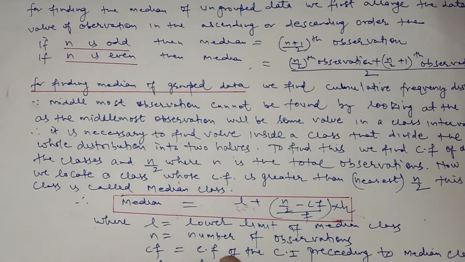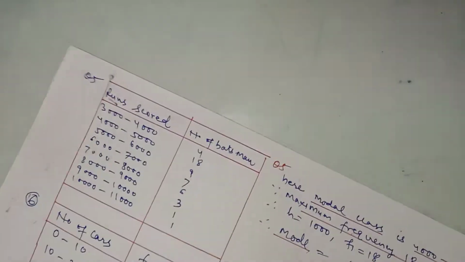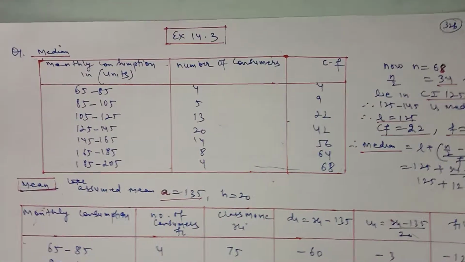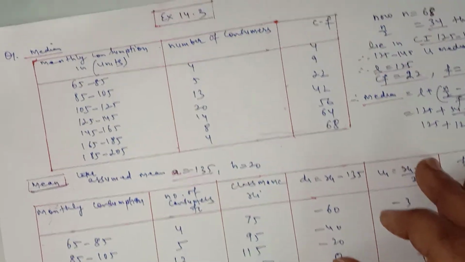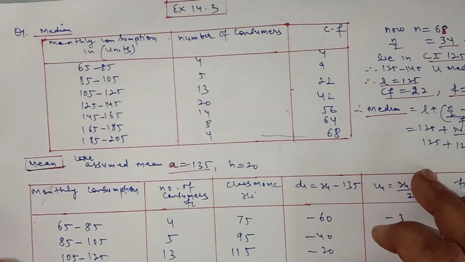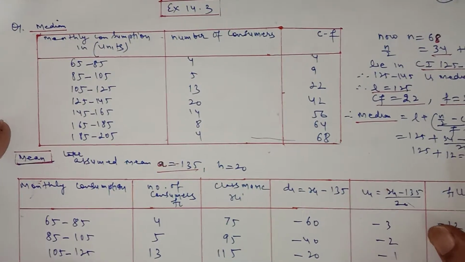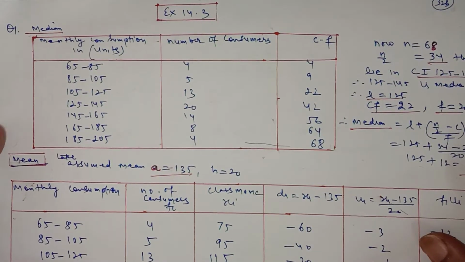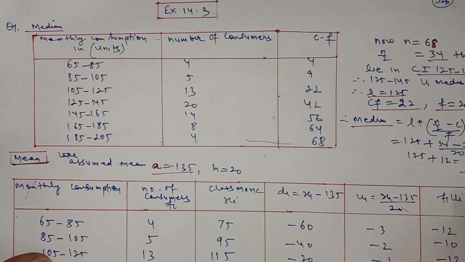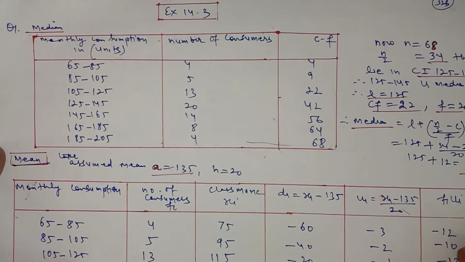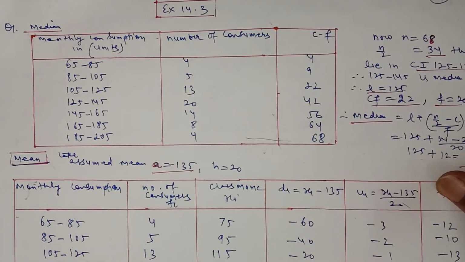Now in question number 1 of exercise 14.3, it is given that the monthly consumption of some article is given in units and the number of consumers is given. You have to find the median as well as the mean of this given data.